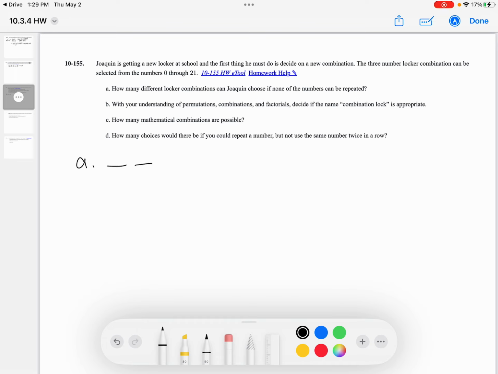Okay, so using a decision chart here, we want to choose 3 numbers. How many ways could we choose our first number? Well, we can choose from 0 through 21. All right, so this is a little bit tricky. There's 22 numbers there, right, including 0. So there's 22 options for our first number, and now we cannot repeat. So how many are left to choose from? Now we have 21, and then 20, which gives us 9,240.